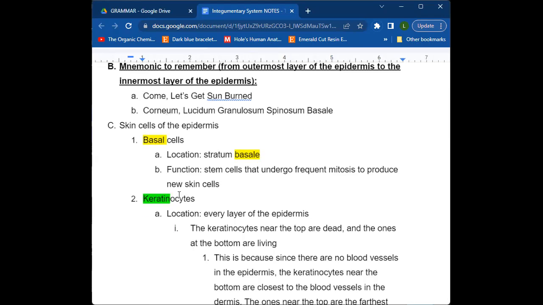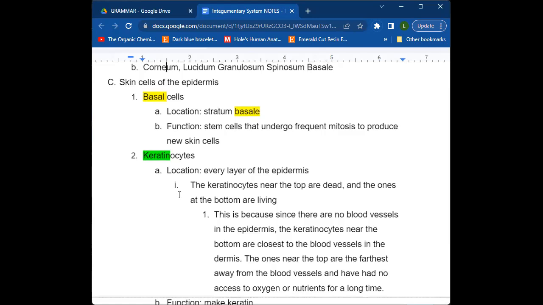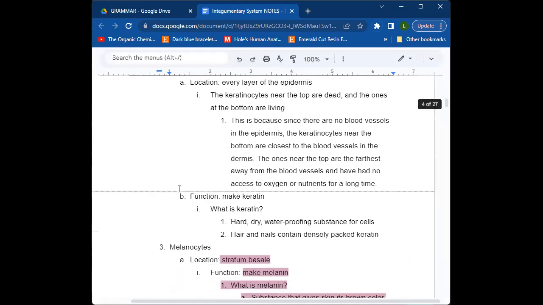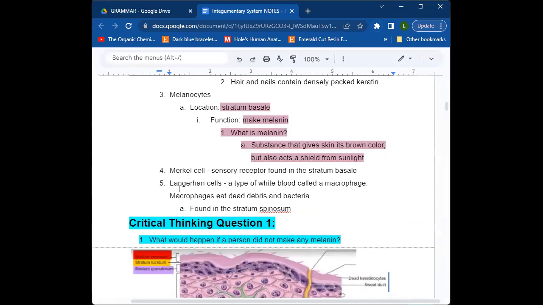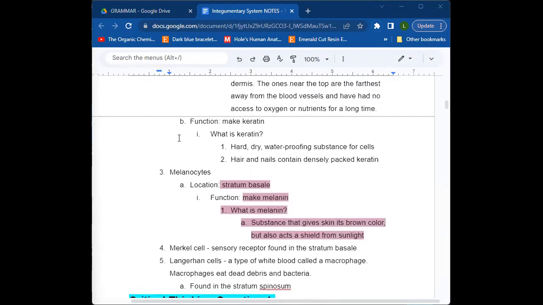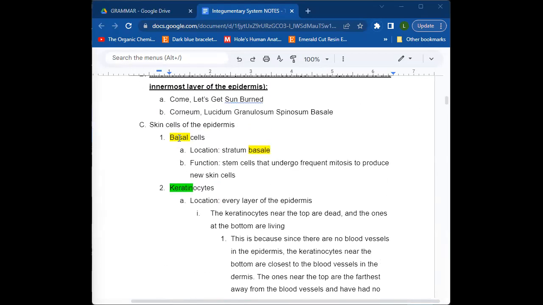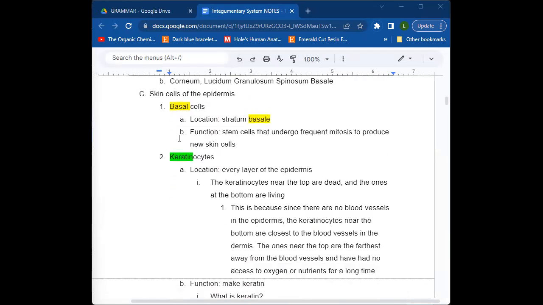Okay, then we need to know that the cells of the epidermis are basal cells, keratinocytes, melanocytes, Merkel cells, and Langerhans cells. For basal cells, their name literally says where they're found: in the stratum basale.